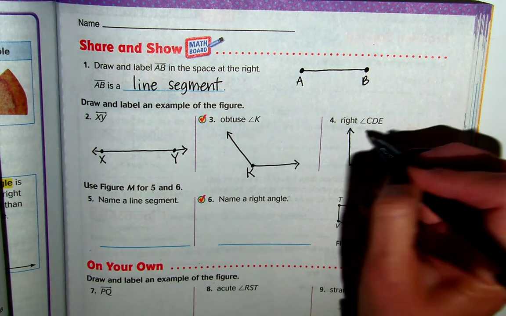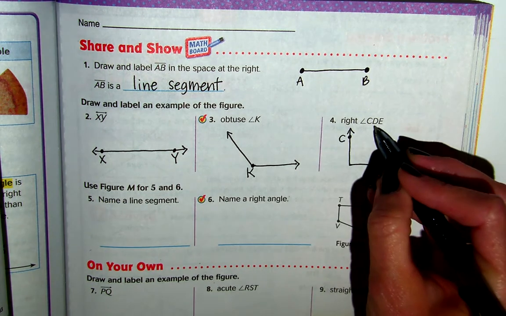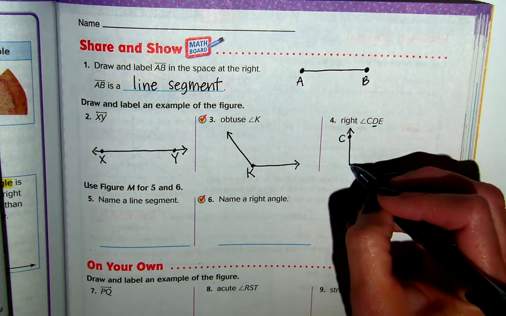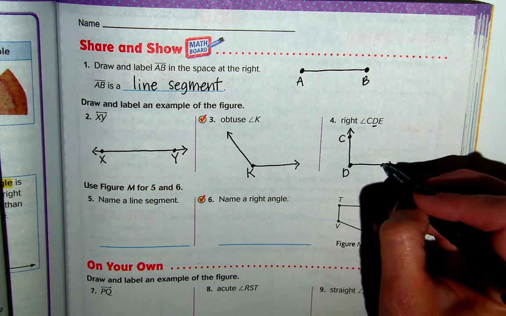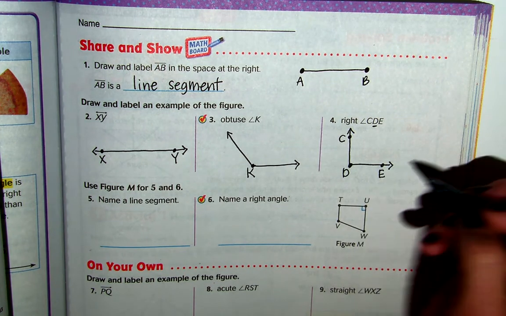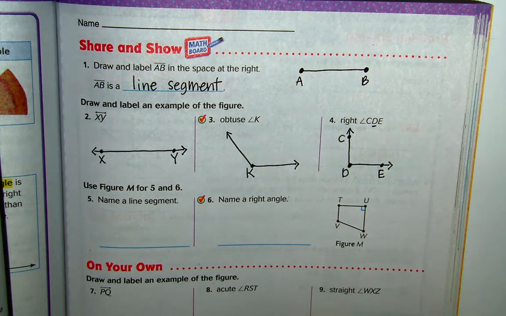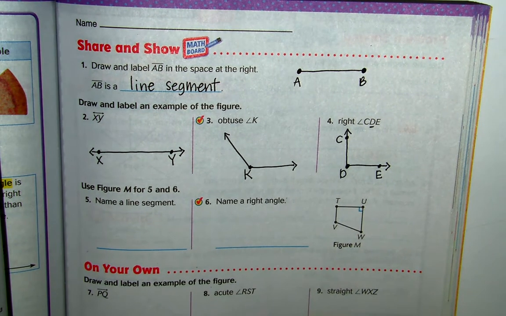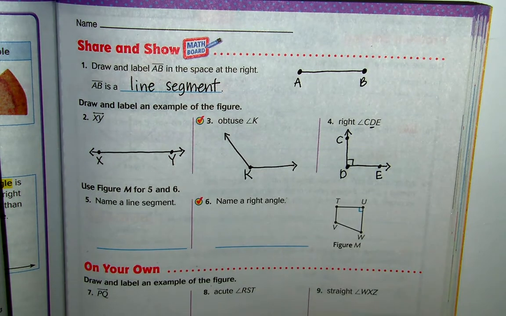I'm going to make an end point here at C. Remember that the middle letter is the vertex, so it has to go here. And then E goes here. So this is right angle CDE. I can also do this little symbol here, and that is the symbol that means right angle.